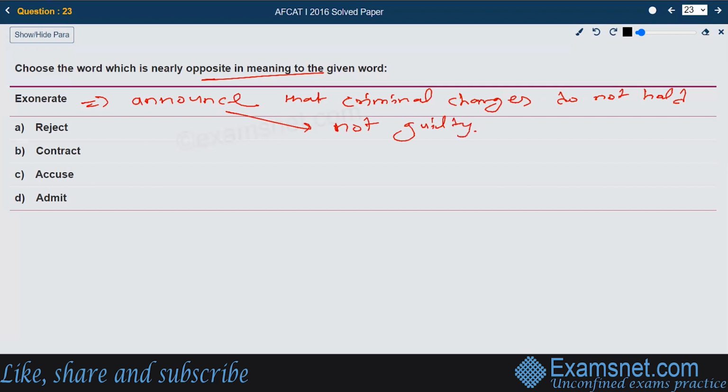So the word opposite to this should be if the person is accused or the person is guilty. So the right word is C, accuse. This is the opposite of exonerate.